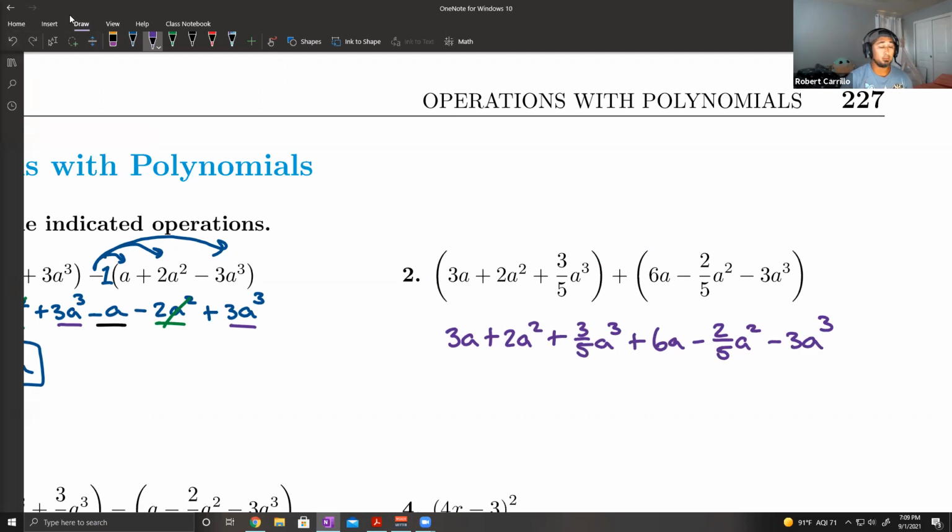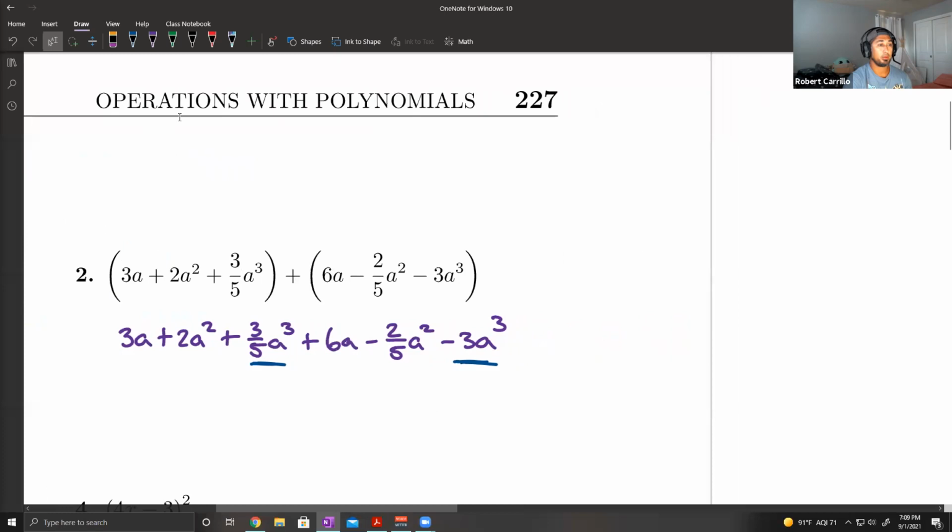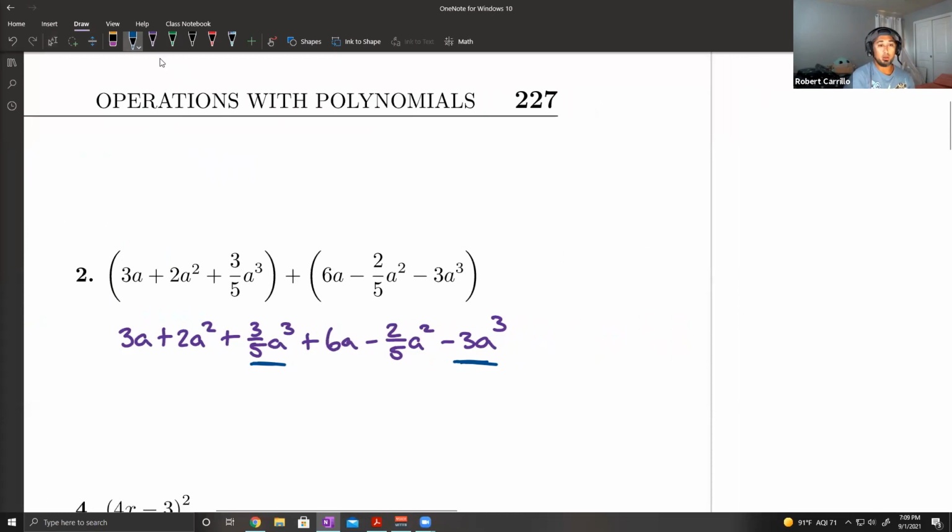And now, again, combine your like terms. First up, highest power, 3 fifths a cubed minus 3a cubed. So let's look at that fraction work on the side. Okay, so I'm just going to leave the a cubes out for now. And what we're looking at is 3 fifths minus 3. So to combine these two terms together, we need to find a what?